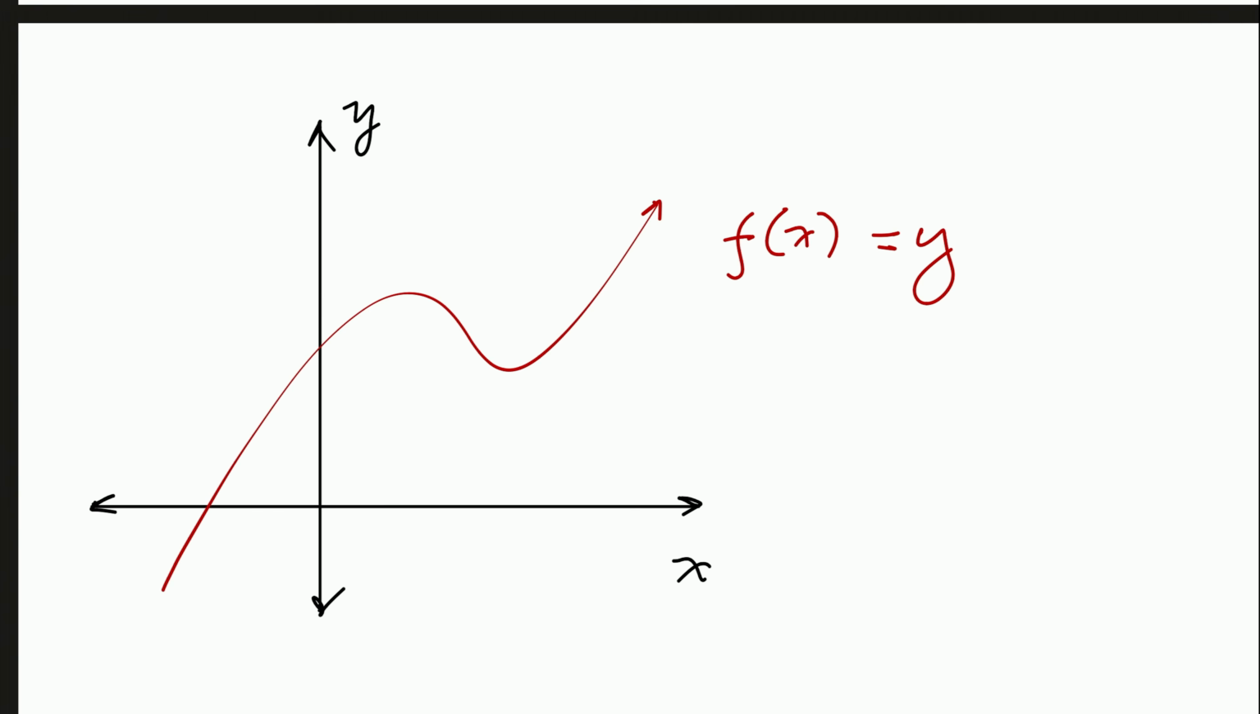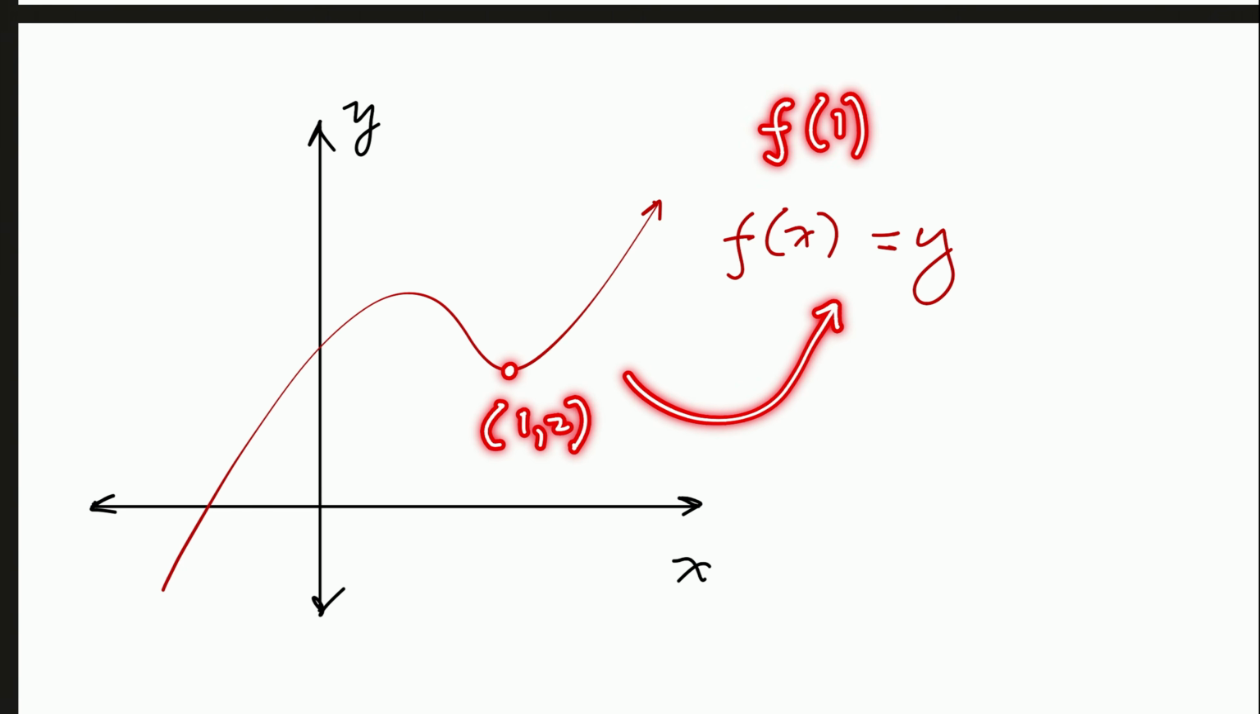Suppose you have a function f and its graph. You can look at the graph as the set of points that satisfies this equation. Say for example, you choose a particular point here, which is (1, 2), and then f(1) = 2 makes the equation correct.